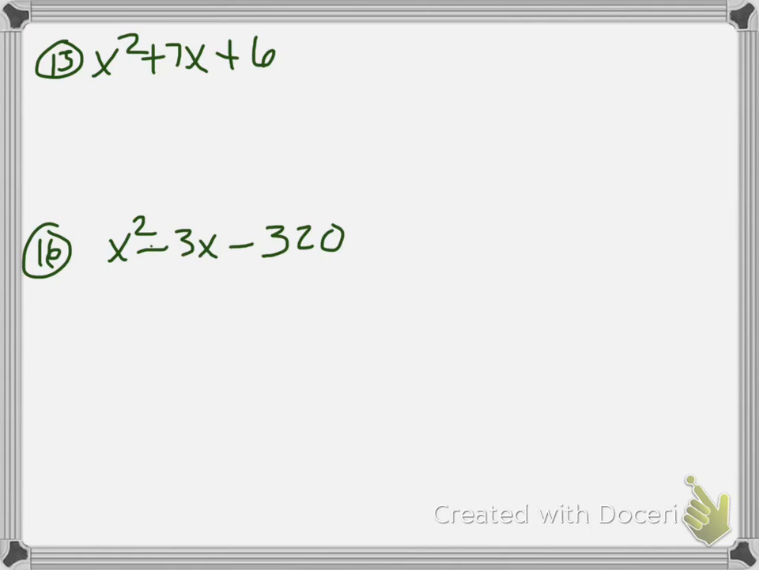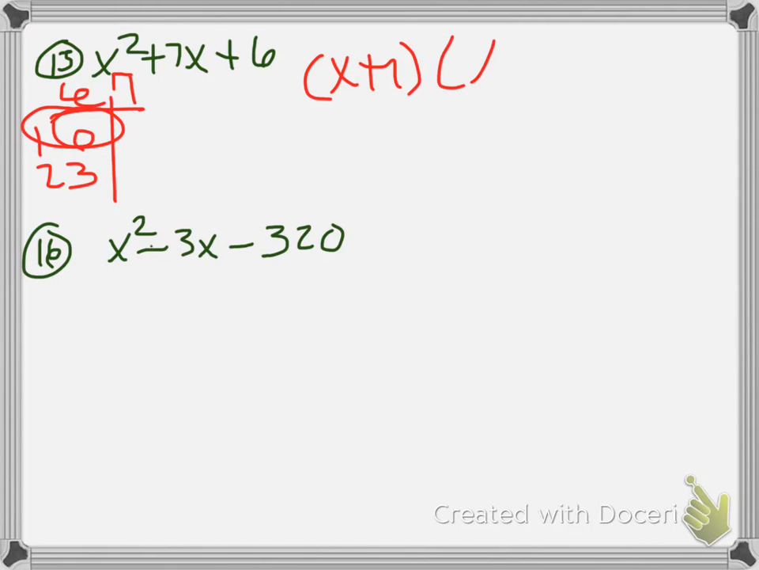Number 15. What are my factors for 6? 1 and 6 and 2 and 3. But who's going to add up to a 7? 1 and 6. So x plus 1 and x plus 6. And you know what to do from there, right?